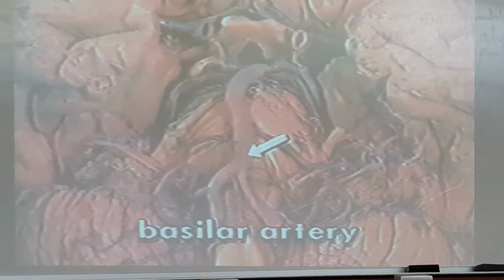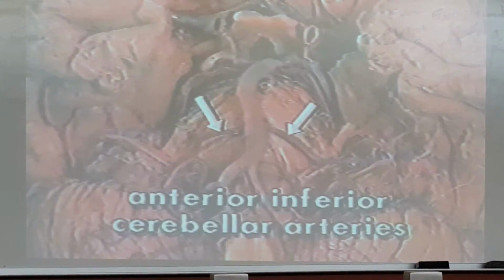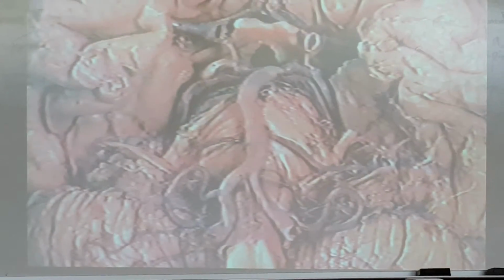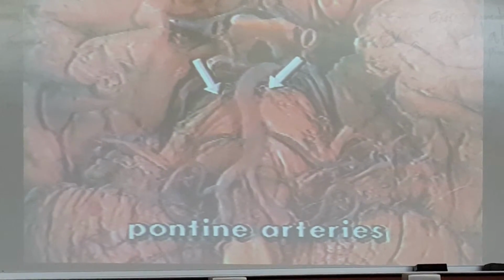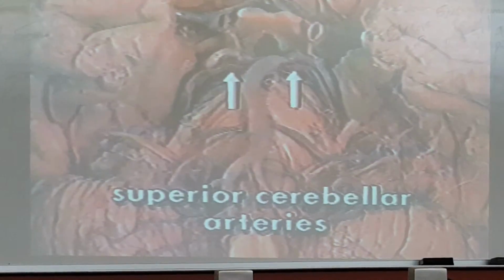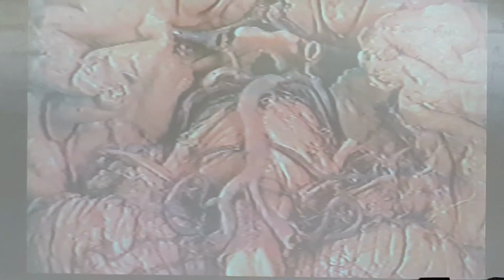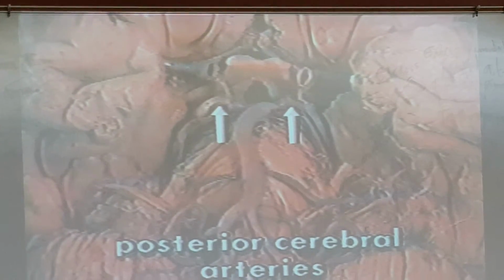Some of the branches of the basilar artery which can be identified in this specimen include the anterior inferior cerebellar arteries, also supplying the inferior cerebellum, and several small pontine branches going to the pons. The superior cerebellar arteries furnish blood to the superior part of the cerebellum. The basilar artery terminates by dividing into the two posterior cerebral arteries.